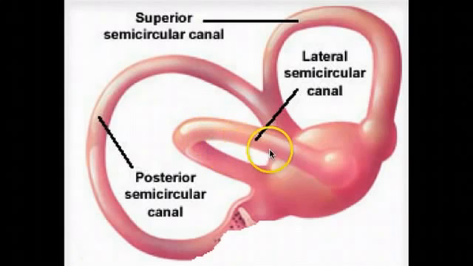The lateral, or the horizontal, is on a 30-degree angle from the horizontal plane. Now, the lateral canal detects head movements that are lateral in nature. And if you were to stand in one spot and spin around, that would be an example of lateral movement. Now, the superior and the posterior semicircular canals, on the other hand, detect vertical head movement. So, if you were to bend forward or bend backwards, that would be an example of vertical head movement.